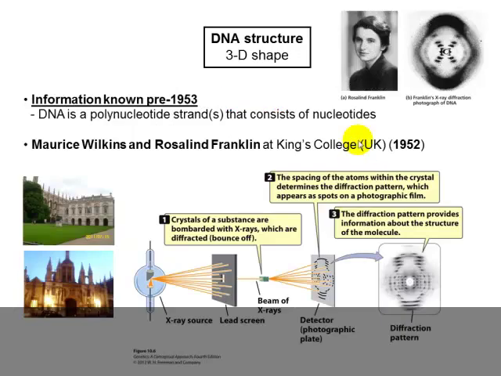Now, looking a little bit at the structure of DNA and how they figured out the structure of DNA: before Watson and Crick, about 1 year before, we had two scientists in the UK at King's College that figured out what the picture of DNA looked like. So this was Rosalind Franklin and Maurice Wilkins.